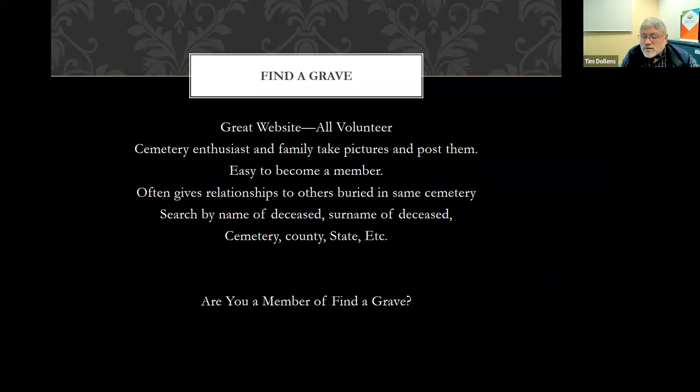They just assumed something was what they thought, and because they had initials and the initials were of a different person in the family. But it's easy to become a member. It's all free. And again, you're talking about relationships of people buried in the same plot, same cemetery. And you can also search it by state or county, or just by name, and not be a member. But if you become a member, then you can actually add your own stuff to it, including pictures, obituaries, and maybe your own pictures of stones.